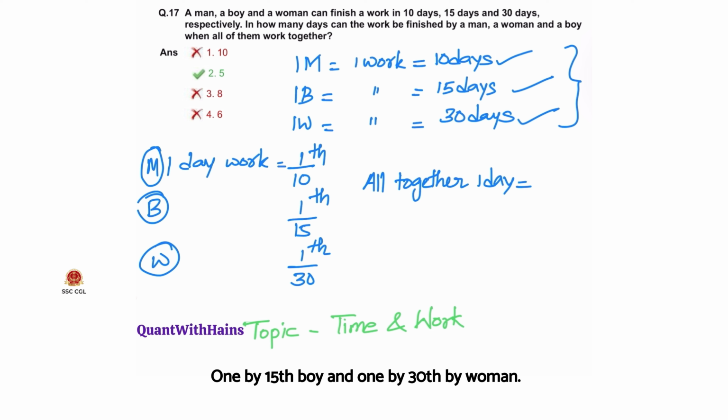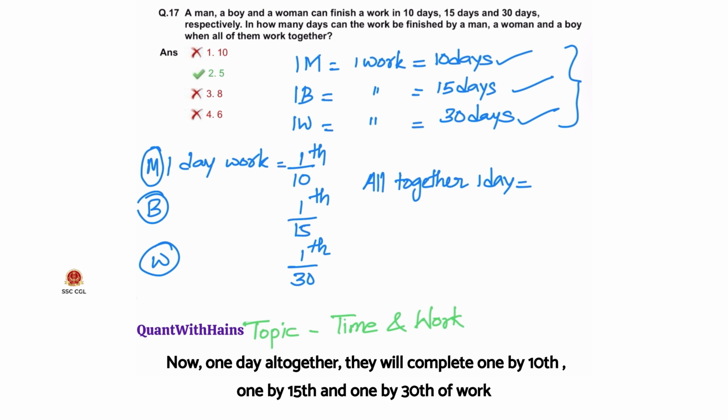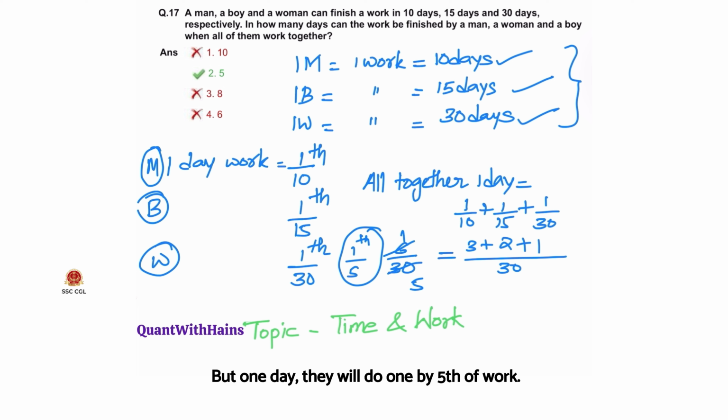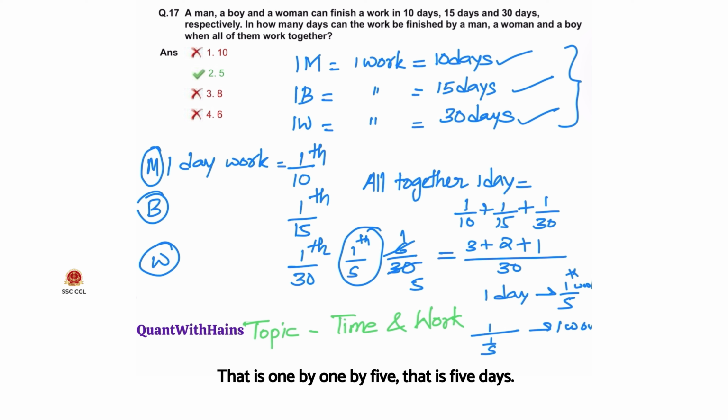1/15 by boy and 1/30 by woman. Now one day all together they will complete 1/10, 1/15 and 1/30 of work. LCM is 30, 3 plus 2 plus 1, that is 6/30, that is one day they will do 1/5 of work. But we want complete work, that is one work, that is 1 divided by 1/5, that is 5 days.